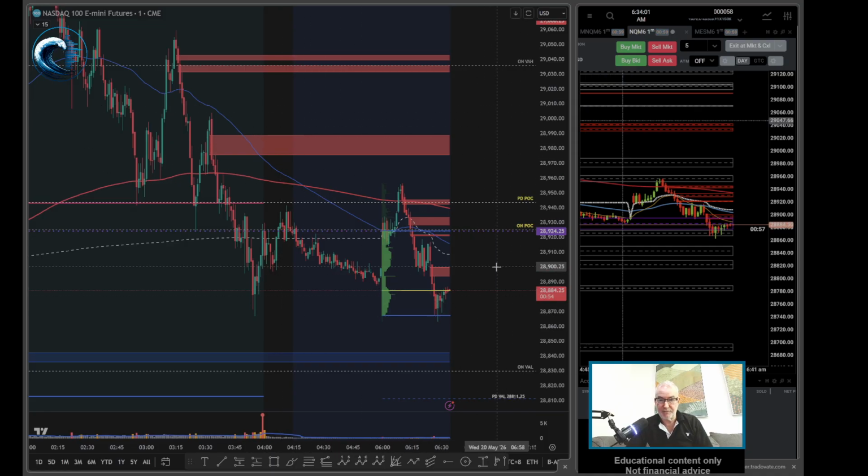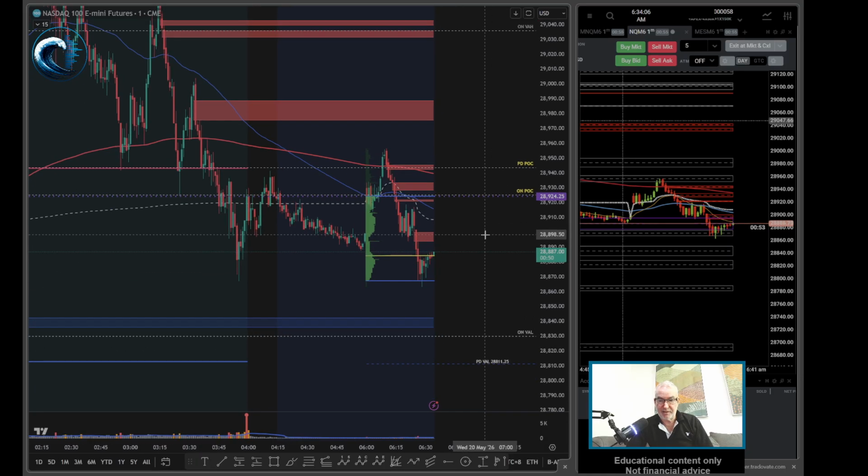Okay, so I've done my levels, and we're sitting in between overnight POC, point of control, and the overnight value low. So let's see which way the market wants to go. We've had our first move, which was through the overnight POC into the previous day POC, and we've sort of taken a bounce from there.